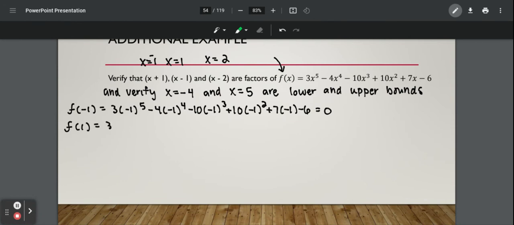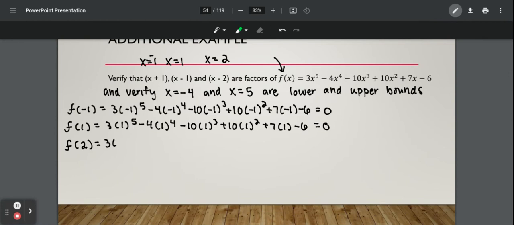We can plug those in: 3 times 1 to the 5th, minus 4 times 1 to the 4th, minus 10 times 1 cubed, plus 10 times 1 squared plus 7 times 1 minus 6. We also get 0. And then if we verify that last factor, x minus 2, we would plug in a positive 2. So 3 times 2 to the 5th minus 4 times 2 to the 4th minus 10 times 2 to the 3rd plus 10 times 2 squared plus 7 times 2 minus 6, we would also get 0.